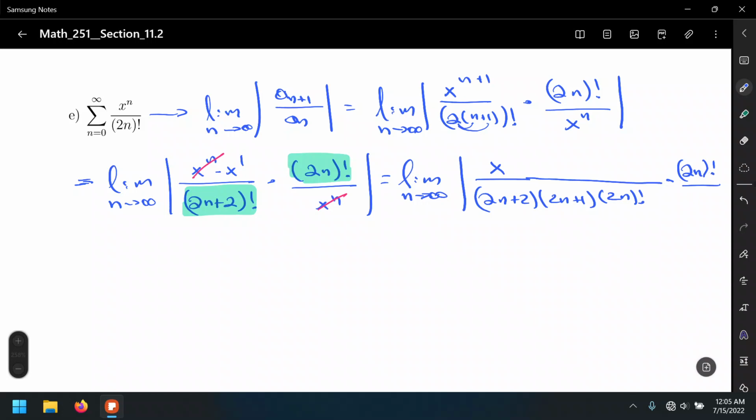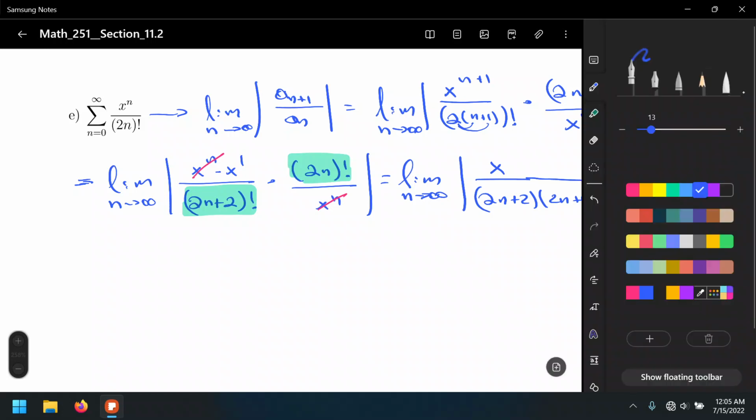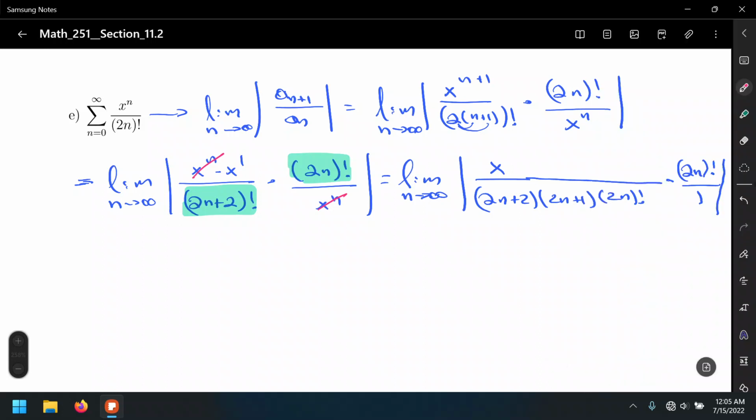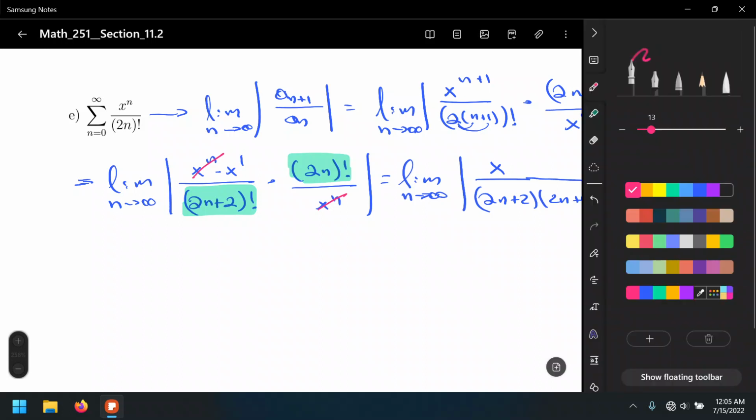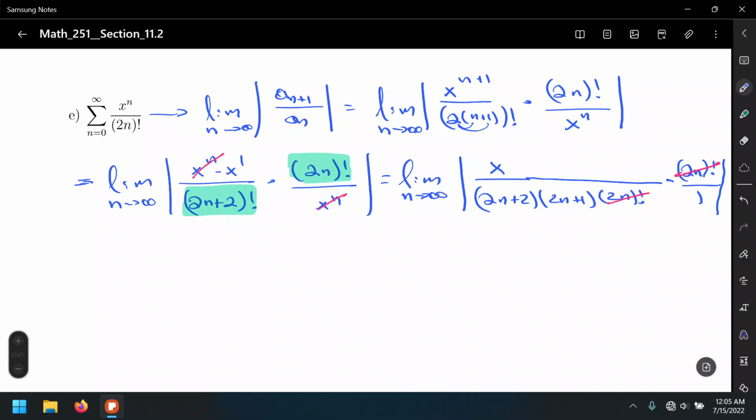So let's simplify. We can just divide out the 2n factorial with the 2n factorial. That equals the limit as n approaches infinity of x over 2n plus 2, 2n plus 1.